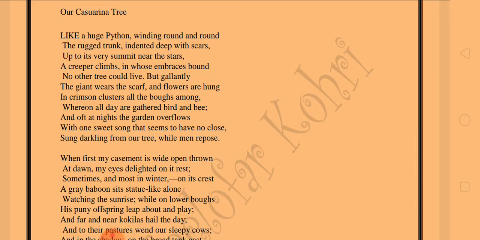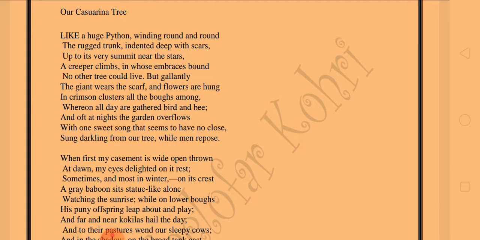Although the casuarina tree of which she is talking, which she sees in her garden behind the house, is not actually the same tree under which she has played with her brother and sister, this tree resembles or reminds her of the same tree under which she played with her siblings. Okay, so this is a kind of symbol. The tree is just a symbol.